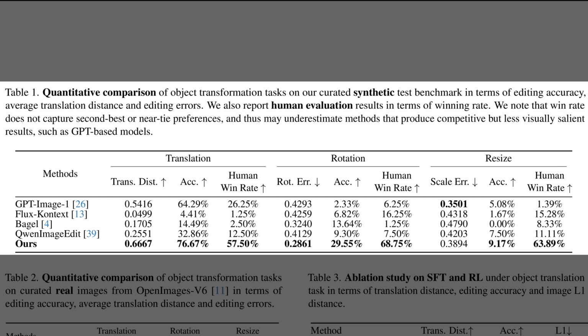So, having seen the training efficiency in the previous figure, Table 1 now quantifies the performance on the synthetic benchmark. It compares the method against baselines like GPT Image 1 and QN Image Edit across 3 distinct tasks: translation, rotation, and resizing. The results in the bottom row show that Talk2Move dominates across the board. In the translation columns, it achieves over 76% accuracy, which is a massive jump over the others. Furthermore, the human win rate remains consistently superior for rotation and resizing, confirming that the model produces edits that actual users prefer.